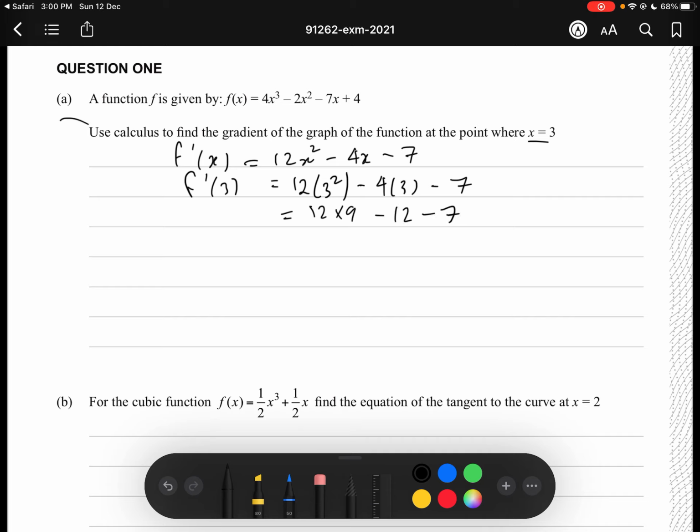So we have 89. We should have 89 as our final answer for this question, which is the gradient at the point where x equals 3. This should just be a standard achieve level question.